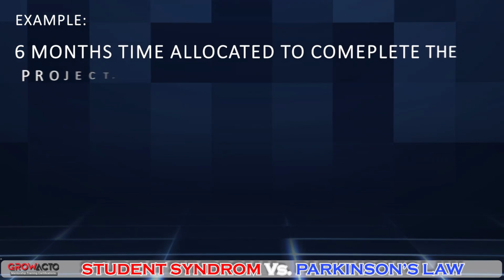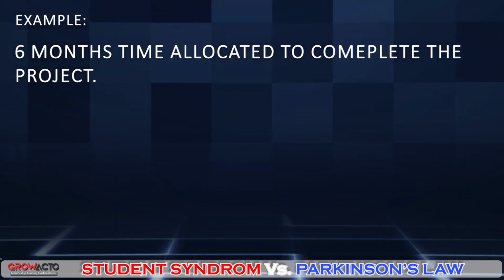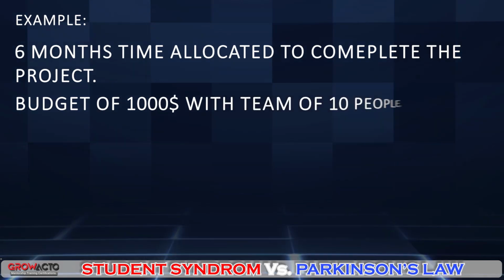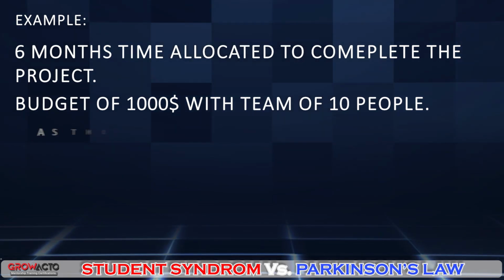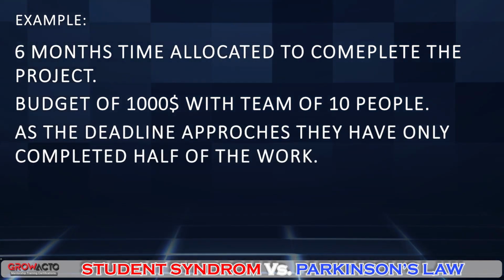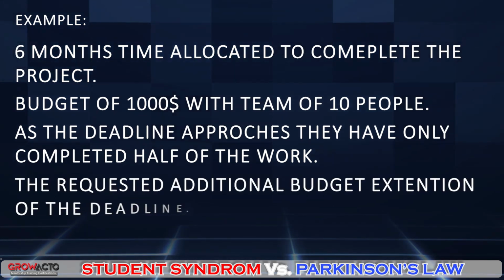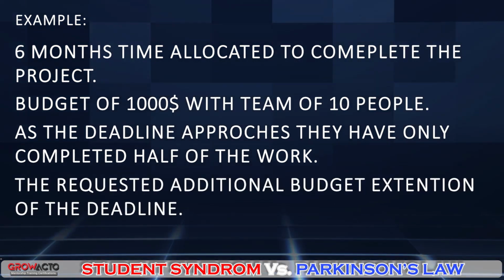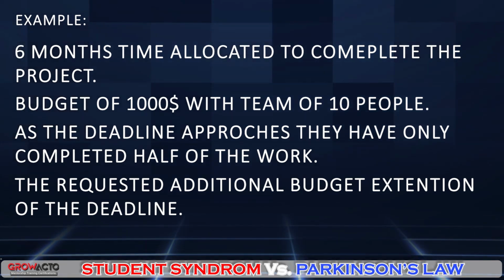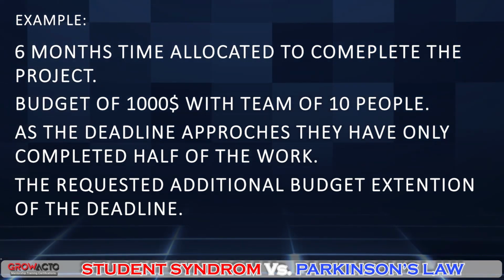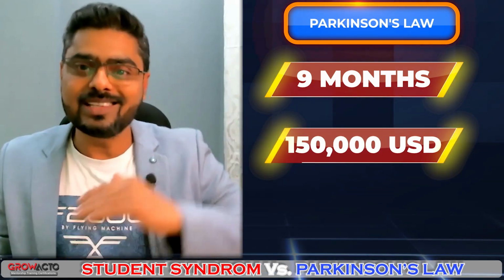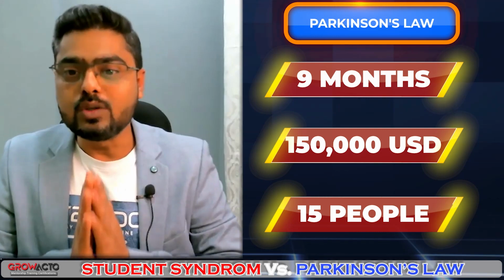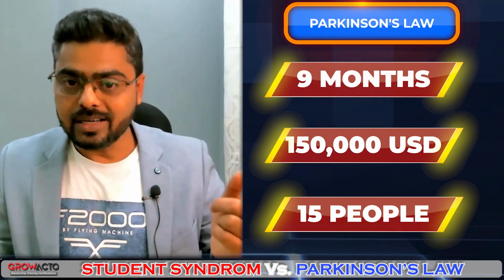Let's say there is a project with a deadline of 6 months, and the company allocated a budget of 100,000 USD with a team of 10 people. As the deadline approaches, the team realizes they have only completed half of the work. They request additional budget, additional resources, and an extension of the deadline. Eventually, the project is completed in 9 months instead of 6 months. It cost 150,000 USD instead of 100,000, and it used 15 people instead of 10 people.